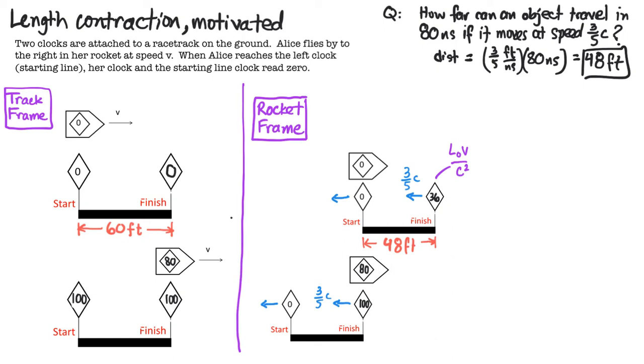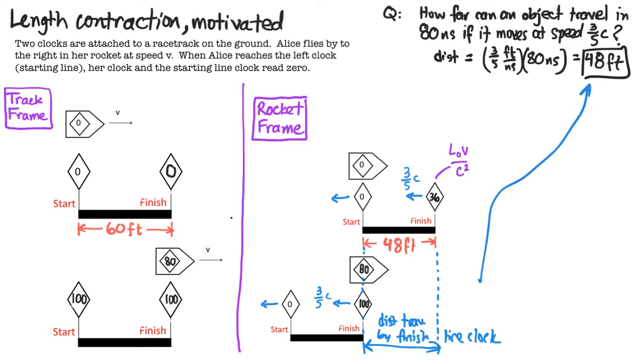If we map this out, showing in blue the starting point of that finish line clock and the ending point of the finish line clock, the separation between the two is the distance traveled by the clock. Okay, and what we said was that distance is 48 feet, no more, no less. And yet that quantity corresponds to the length of the racetrack in this rocket frame.